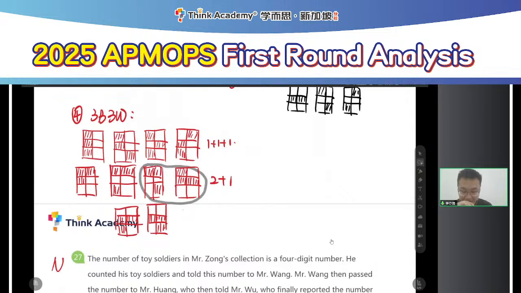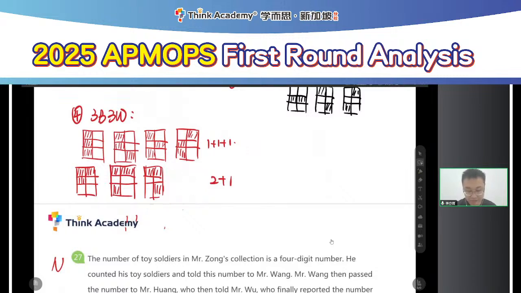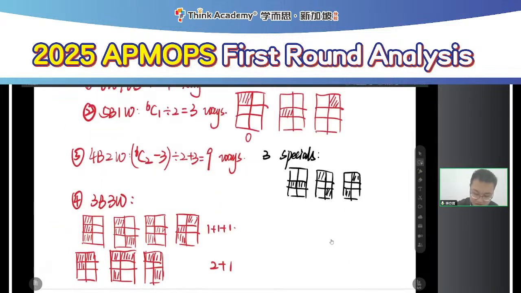So then how many kinds do we have? For 2 plus 1, if the 2 is in the middle, then we just draw out everything. So which means we only have 7 instead of 10. We only have this 7, because these two are the same. So it should be 7. I don't know.